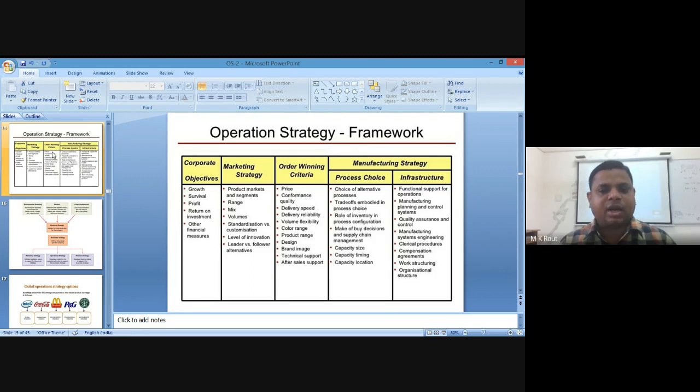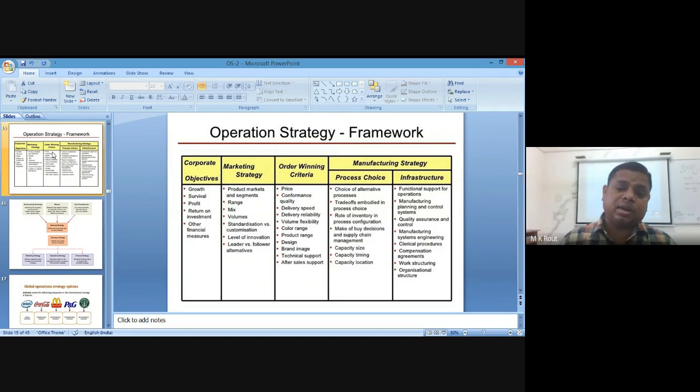The next part is trade-off embodied in case of process choice. The next is role of inventory and process configuration. The next point is make or buy decision and supply chain management. The next is capacity size, capacity timing, and capacity location, which are most important as far as process choice is concerned. But in case of infrastructure, these are the basic support for your operations.